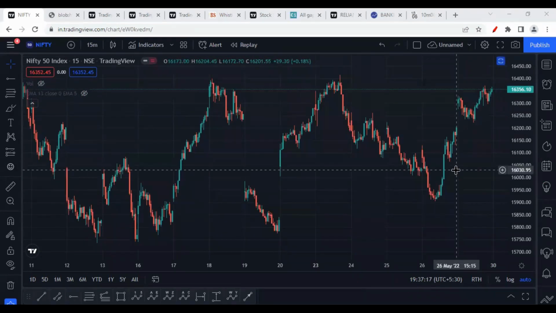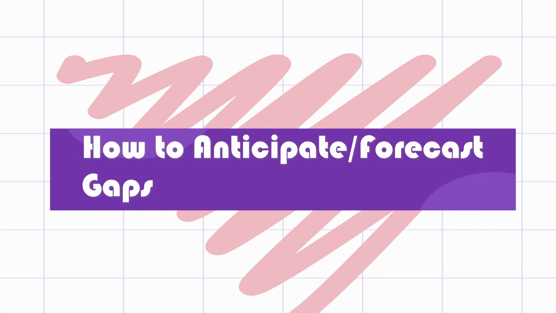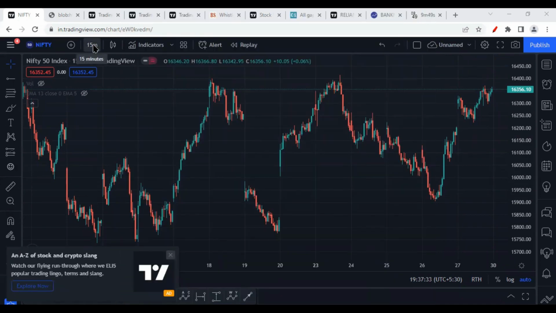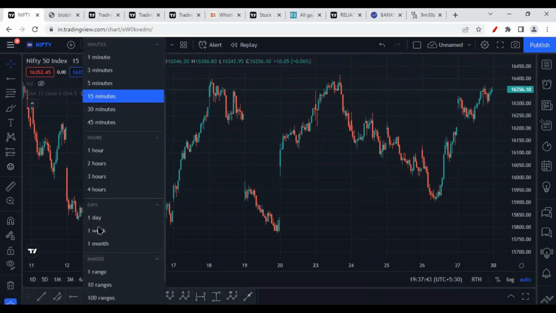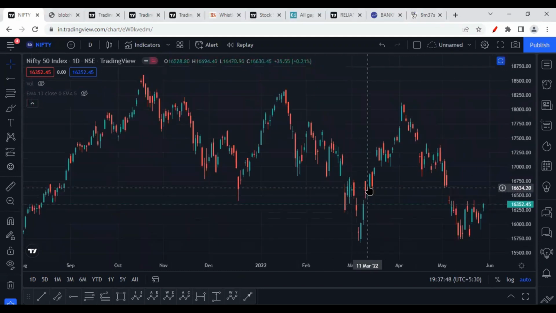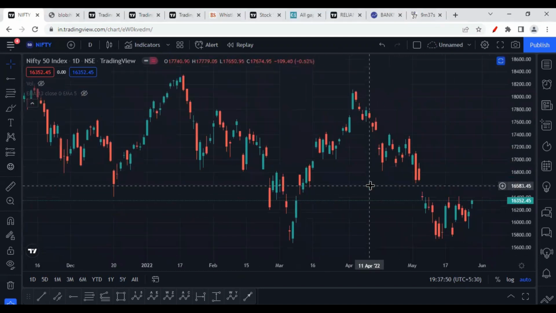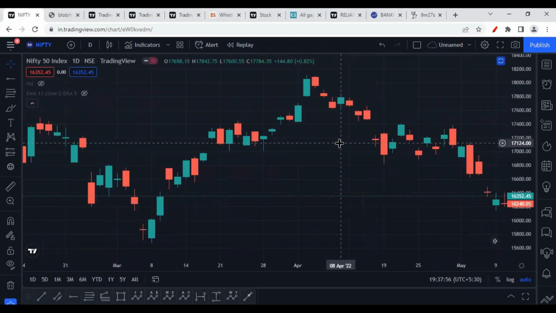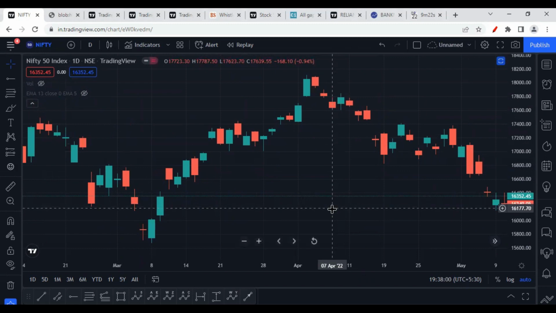Moving forward, the next topic is how to anticipate if there is going to be a gap up or a gap down the next day. How can you forecast gaps? It's very hard to say that next day it is going to gap up or gap down unless there is some pattern and unless some indicators are suggesting that. Let me switch back to the 1 hour chart to give you a better idea on how you can anticipate, and there are certain rules that you can follow. For example, the most important thing is the gap itself will tell you whether there is going to be a gap down or gap up in the stock or an index.